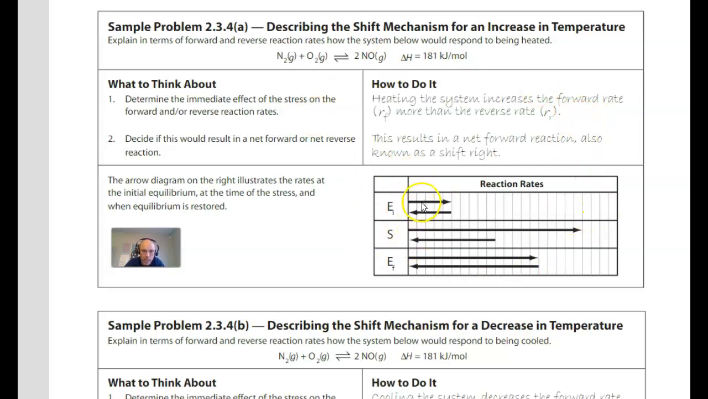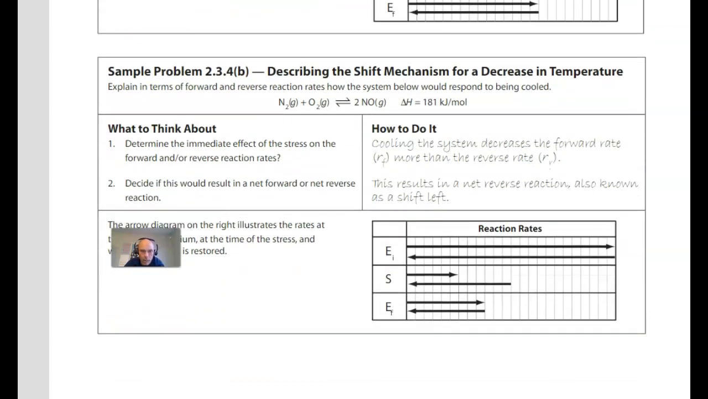The diagram is depicting that. At equilibrium, the forward and reverse rates are equal. Once the stressor is added, the temperature is increased. The forward rate increases more than the reverse. Both those arrows are longer, but the forward arrow is much longer than the reverse arrow. And at some point, they find each other and equilibrium is reestablished.